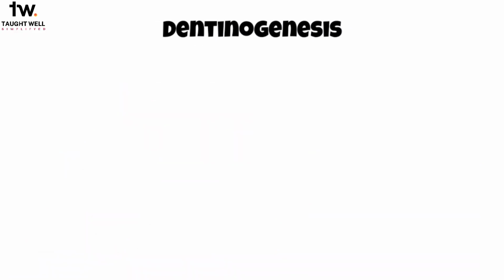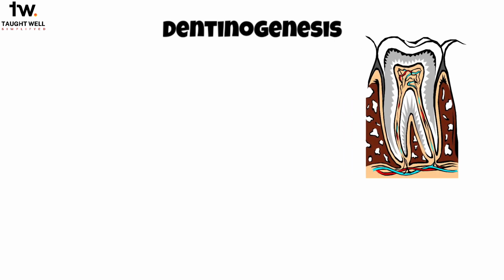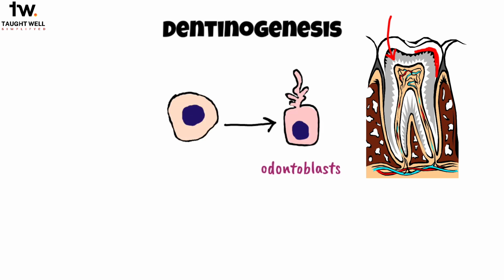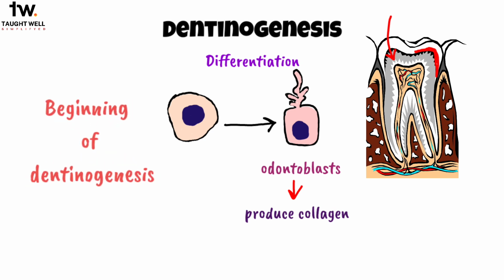Let's talk about dentinogenesis today, the process where dentin, the hard tissue that forms the bulk of our teeth, is created. The process of forming dentin in teeth starts at the highest points of the tooth's cusps. Odontoblasts, which are specialized cells responsible for dentin formation, first undergo differentiation, a process where they mature into functional odontoblasts. Once matured, these cells start producing collagen, a crucial protein that forms the initial framework or matrix for dentin formation. This process marks the beginning of dentinogenesis.